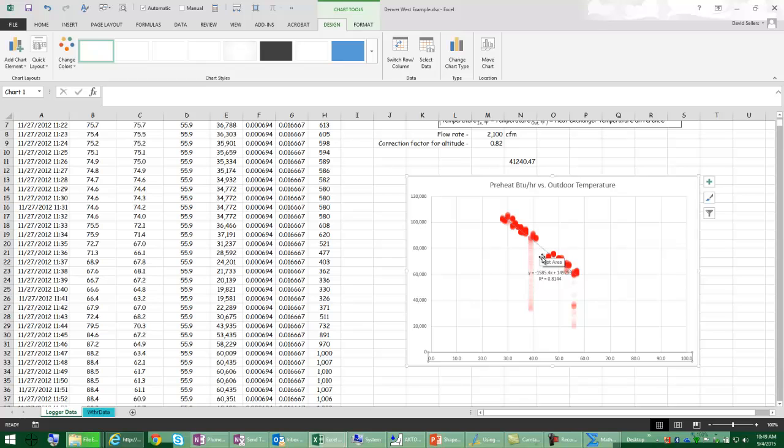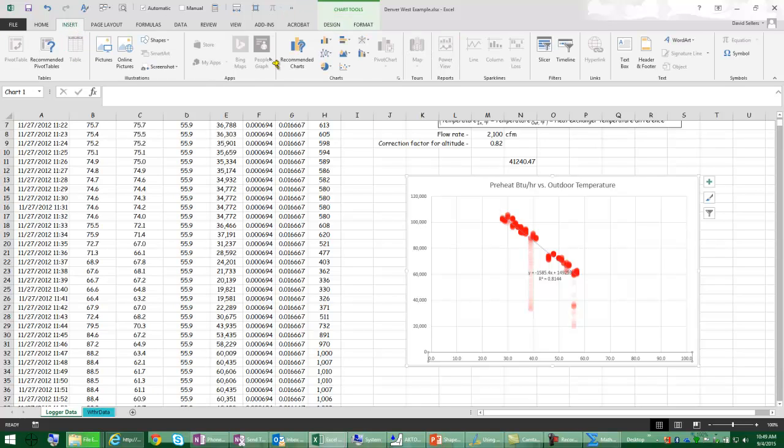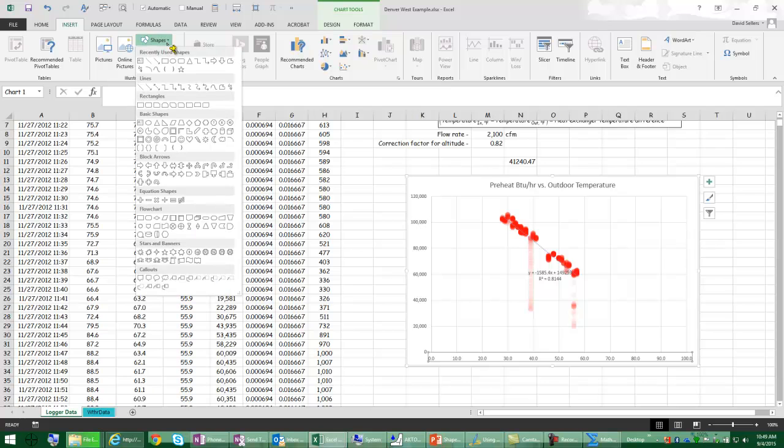But what is a clue, if this unit was trying to deliver neutral air at about 70, 72 degrees. If we're trying to make air that's 70 or 72 degrees and everything's working right, you would expect this line to cross the x-axis at that set point. In other words, when the outdoor air temperature got up to that set point, the preheat process would be shut down. And you can sort of see, if you wanted to eyeball it, you can add a line here.